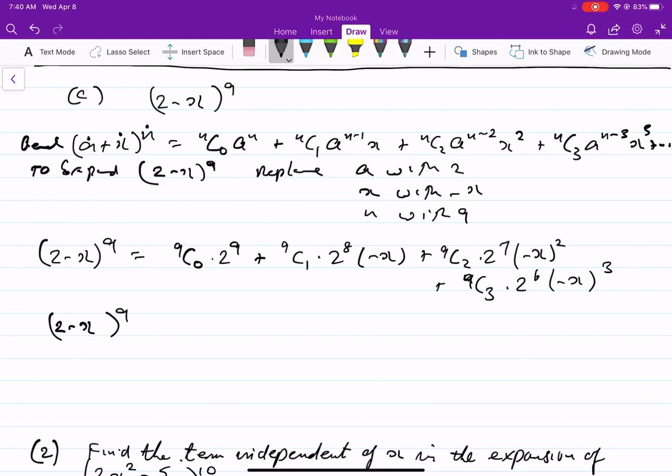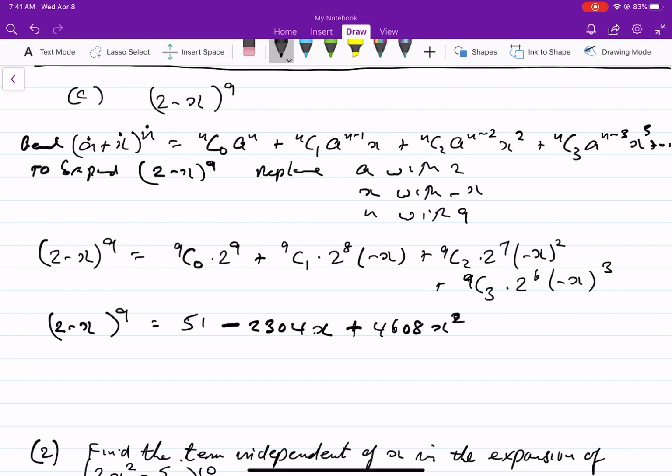(2 minus x) to the power 9 is equal to 9C0 is 1, 2 to the power 9 is, I think, 512. Double check that. 9C1 is 9, 2 to the 8 is 256. 9 times 256 is 2304. These are some big coefficients. So minus 2304x. 9C2 times 2 to the 7, which is 128, is 4608. So this would be plus 4608 x squared.